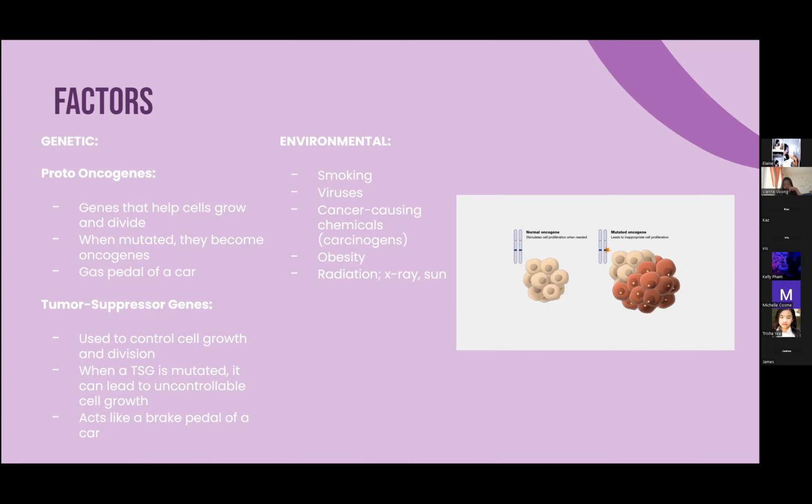On the other hand, tumor suppressor genes are used to control cell growth and division, almost like the brake pedal of a car used to control speed. When the gene is mutated, an example of this being pathogenic variants, which are variations in a person's gene that lead to disease, cells can grow without stop. Some external factors that contribute to developing cancer are smoking, viruses, cancer-causing chemicals such as carcinogens, obesity, and radiation. And radiation can come from either the X-ray or the sun.